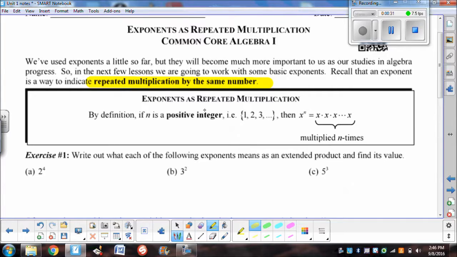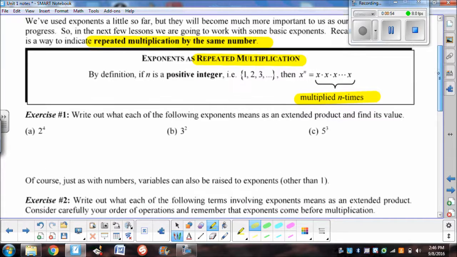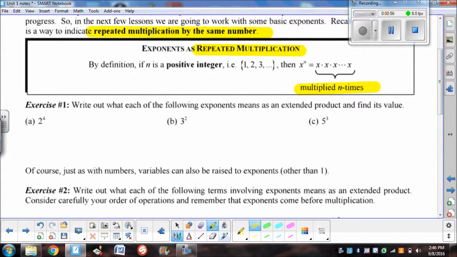So exponents as repeated multiplication. So here's the fancy math definition. It says, by definition, if n is a positive integer, so 1, 2, 3, so no fractions, then x raised to the n power is equal to x times itself n number of times. So now let's look at some specifics with this rule.